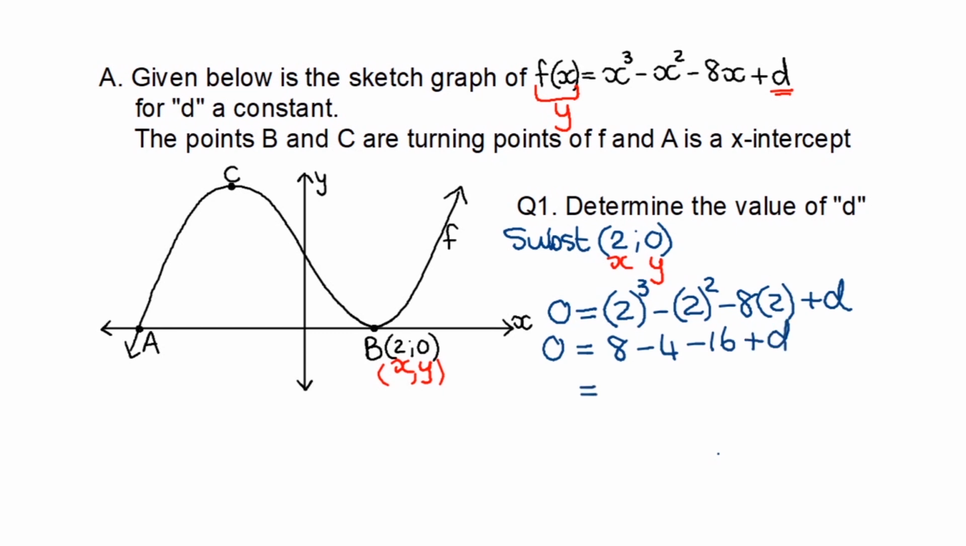So what do I have? 8 minus 4 is 4, 4 minus 16 is negative 12, plus d is equal to 0, and if I get the d separate, d will then be equal to 12.